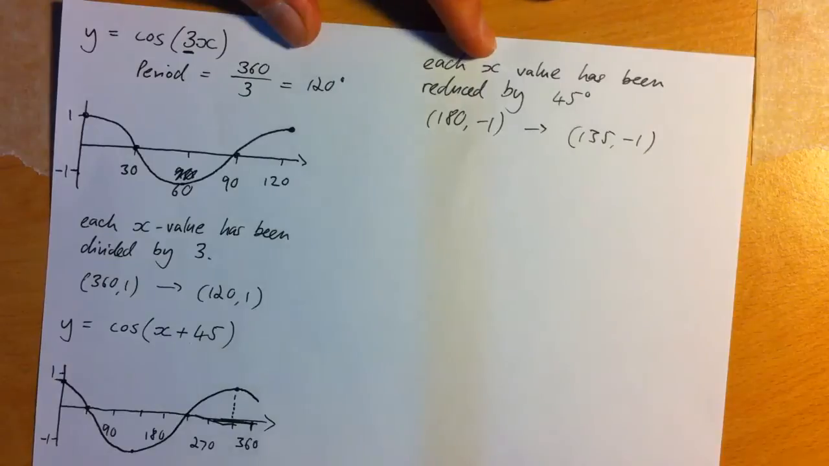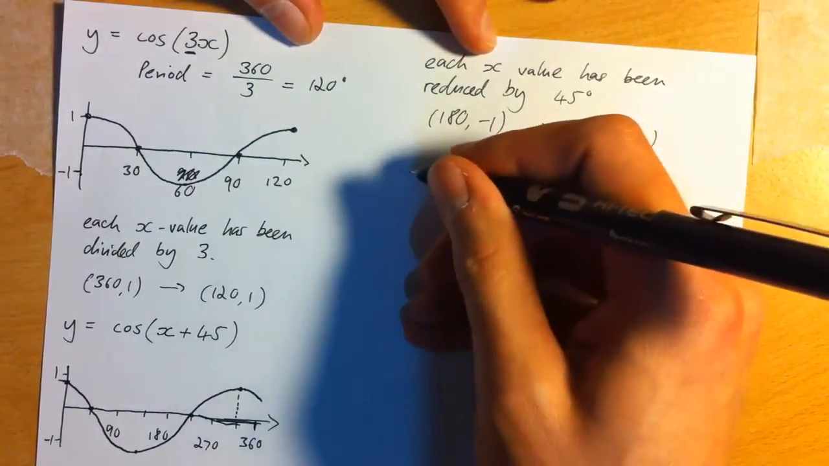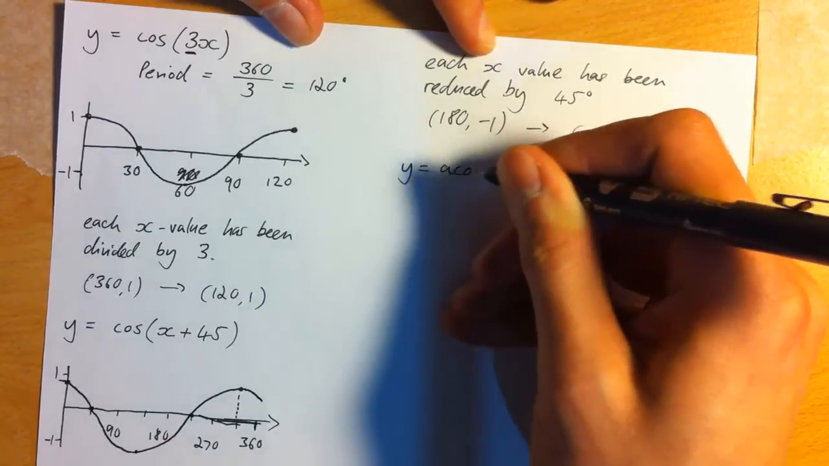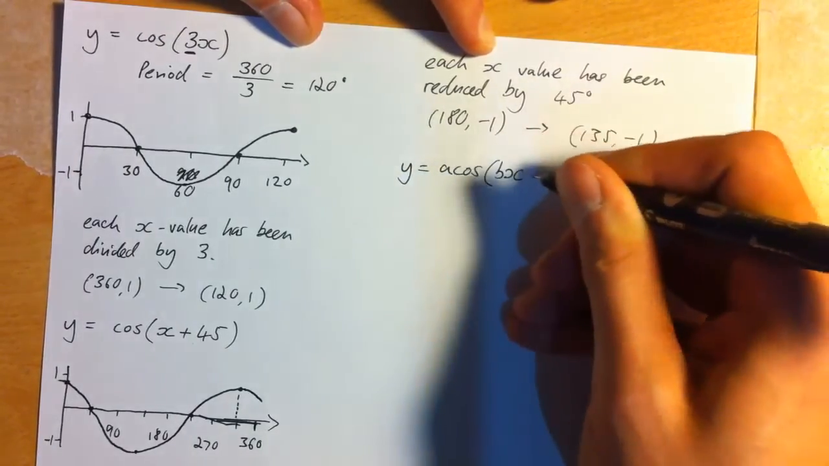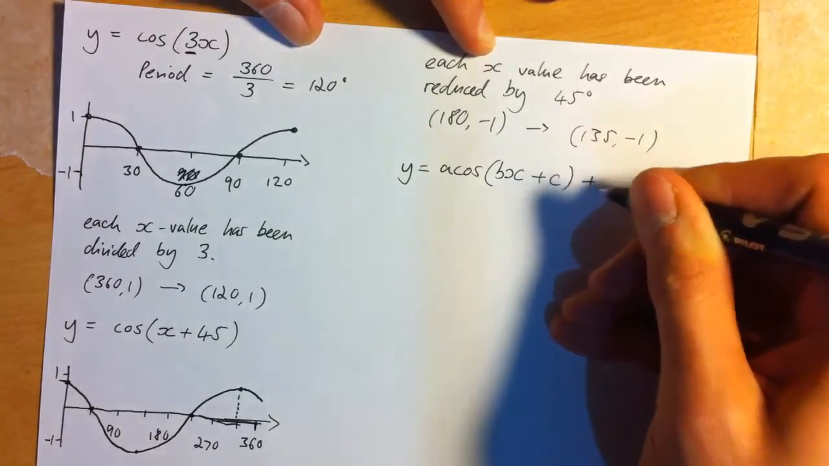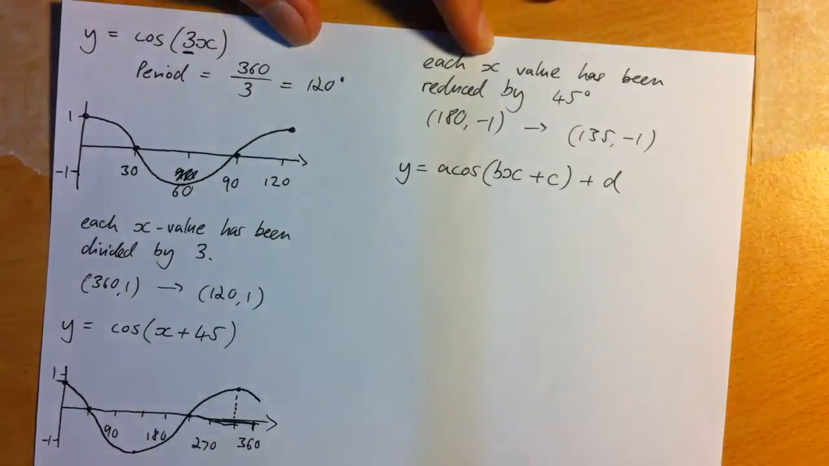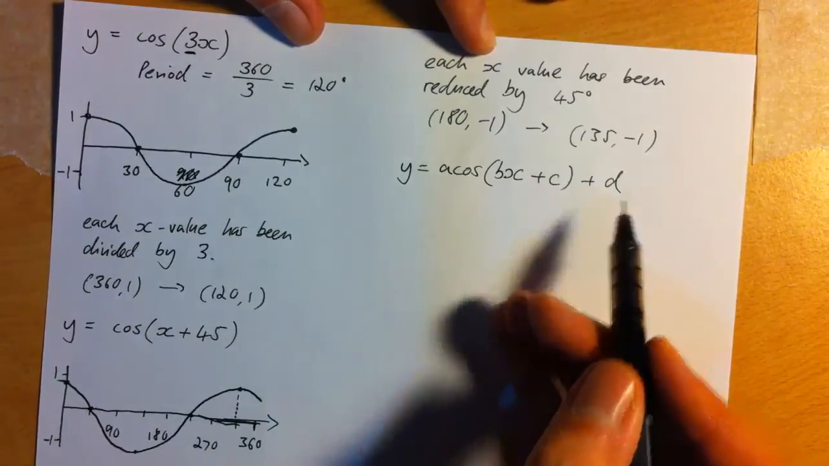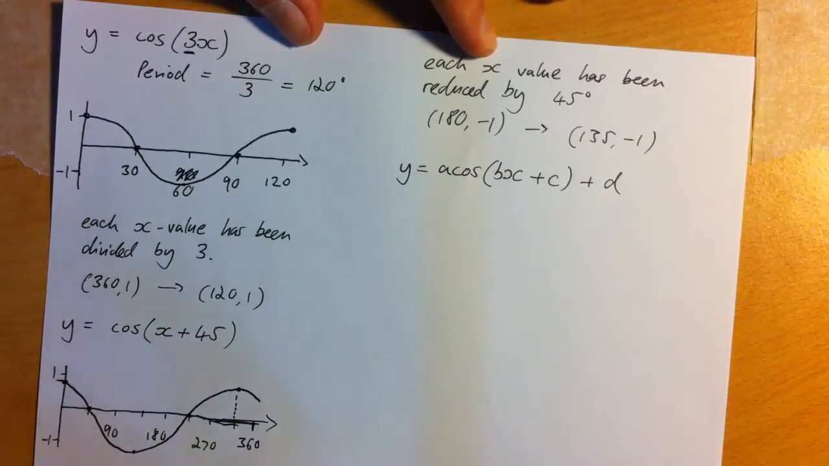Okay, so that is the 4 different variations that you can do to the cos graph. I just want to say that you can apply more than one at the same time, so you could have y equals a cos bx plus c plus d. So more than one can apply. You don't necessarily have to have all 4 at the same time, but you can have 1 or 2 or 3 or 4 at the same time.